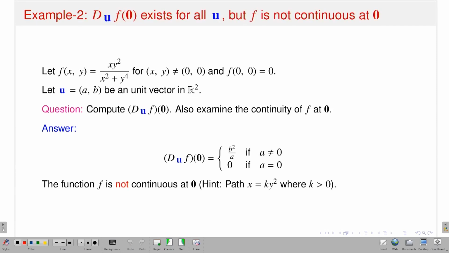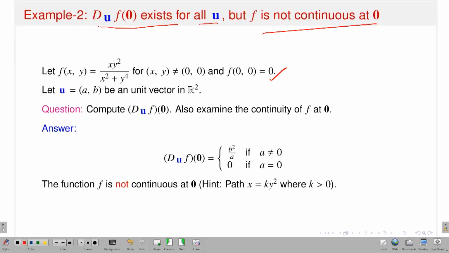Now this is another example. As I said, the directional derivative of f in the direction u at the point 0 exists for all u, that means whatever direction I am considering. So I have the existence of directional derivative in any direction at the point 0, however, my function is not continuous. This is the example. So the existence of directional derivatives at a point in any direction will not imply the function is continuous.